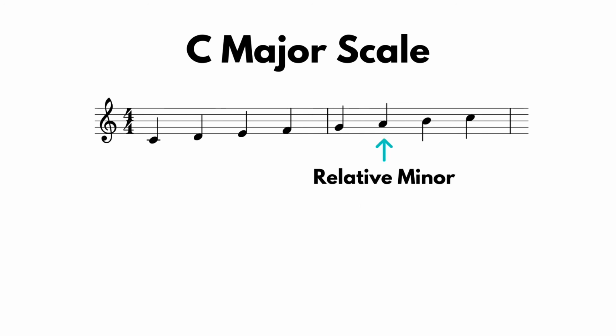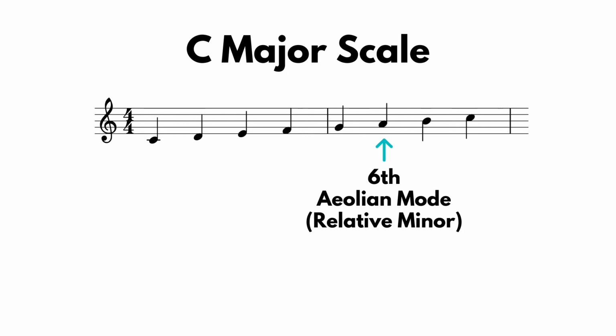Now one thing that I want to point out is A is the relative minor to the C major scale. This is because when we play the C major scale starting from A, we'll be playing the natural minor scale or Aeolian mode. Now, this is the case for all the major scales. If you begin any major scale from the 6th degree, you will begin playing a natural minor scale. And this is why the 6th is also the relative minor to that particular major scale.